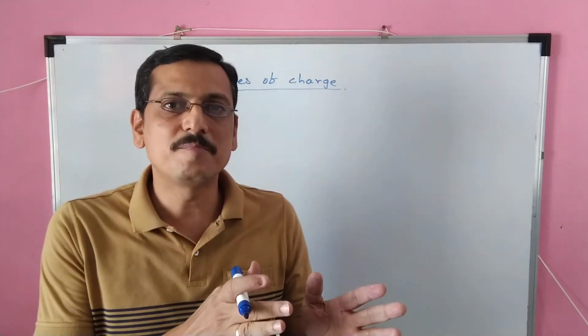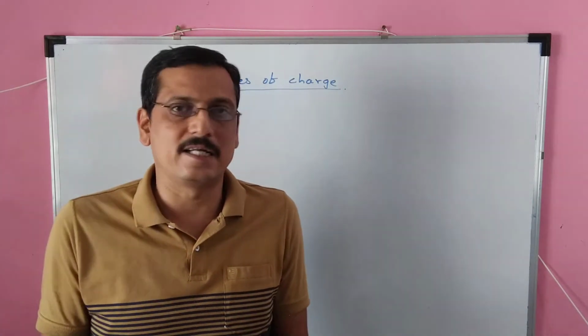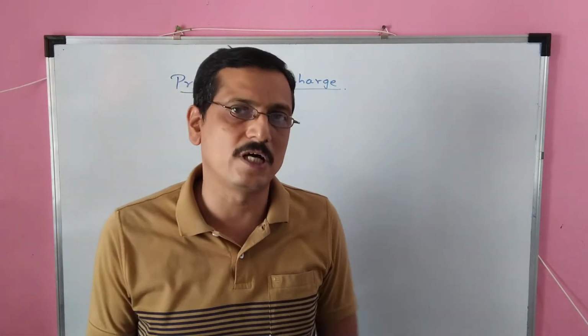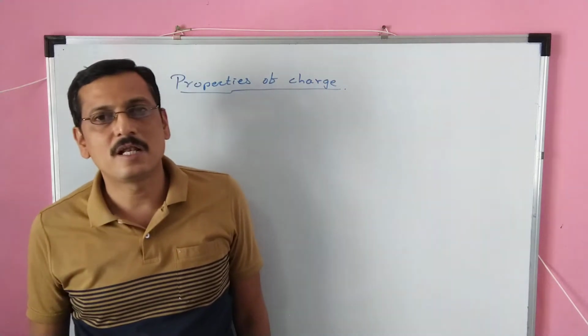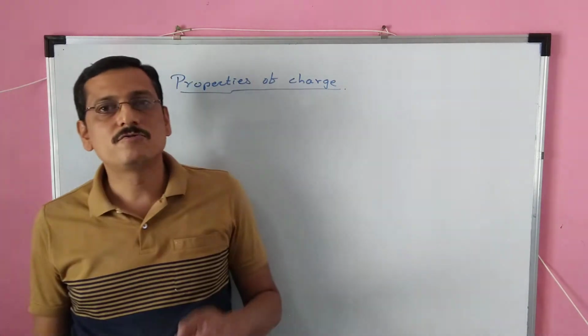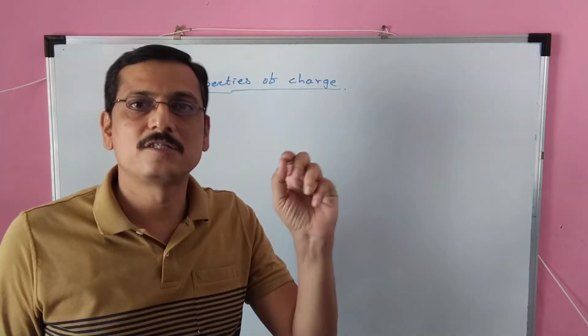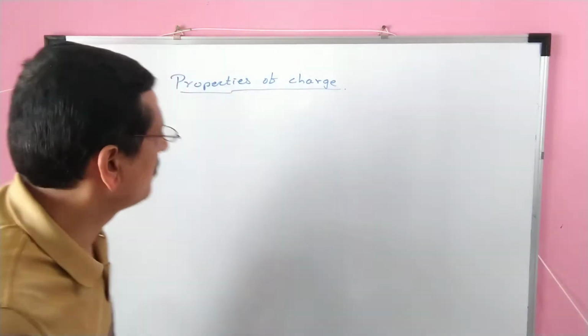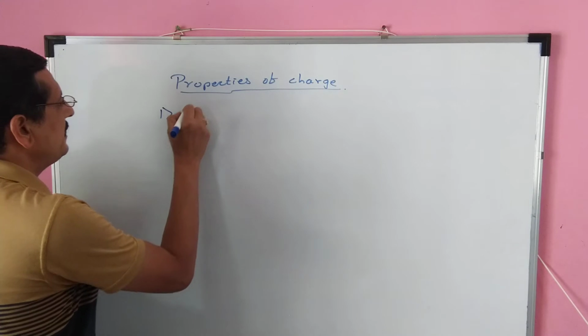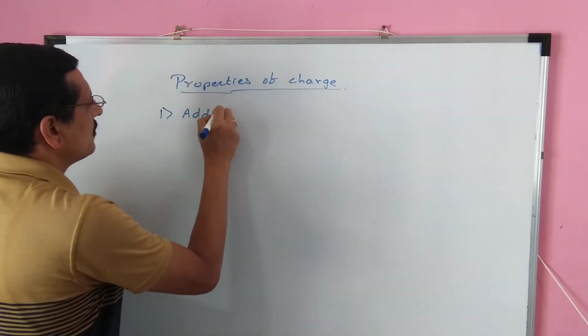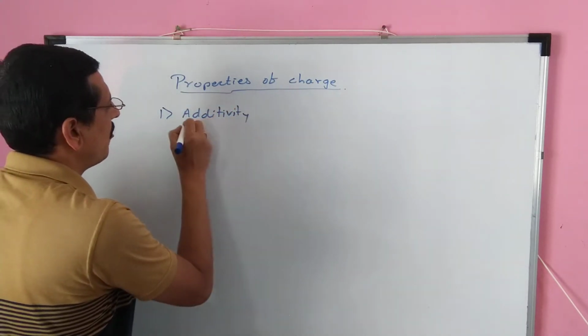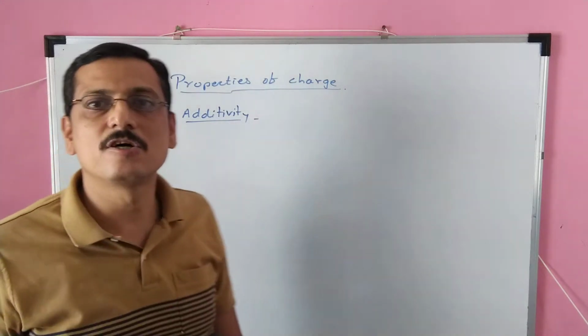Okay students, now there is one basic property you have already studied in class 10, that is, like charges repel and unlike charges attract. That is also one of the properties of charge. But students, in class 12 we have to study 3 main properties of charge. Let's check what these are. The first one is additivity, or it is called the additive nature of charge.